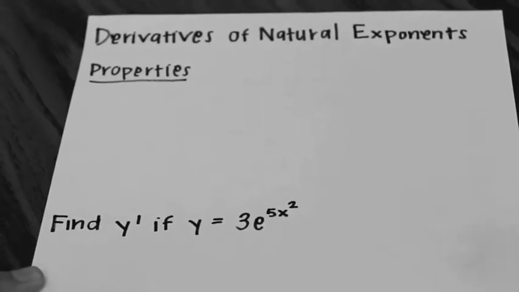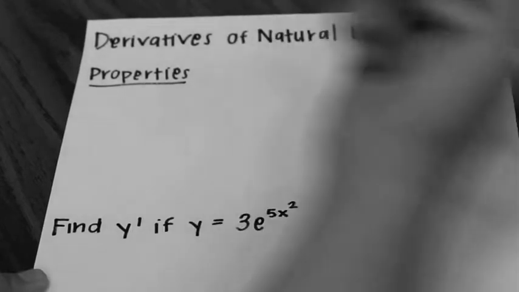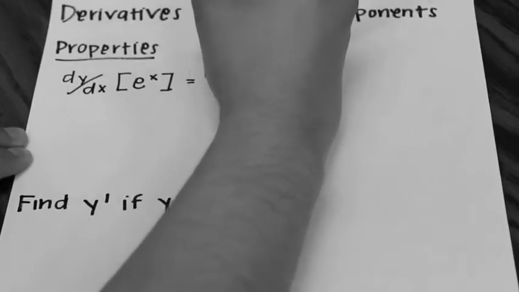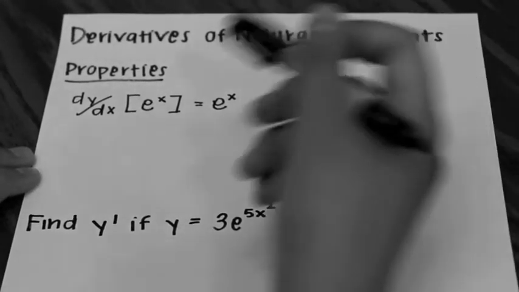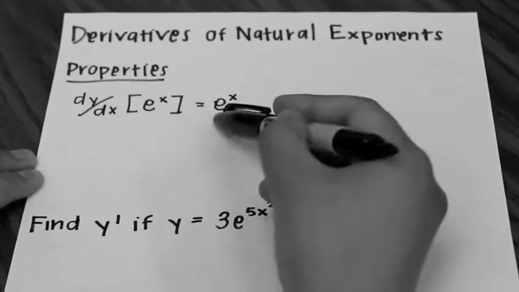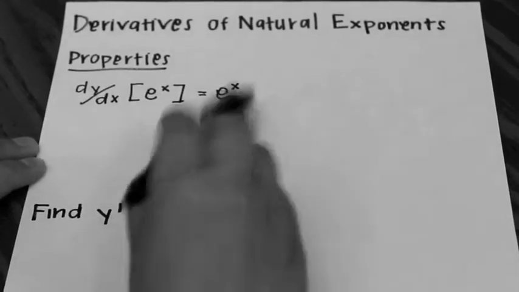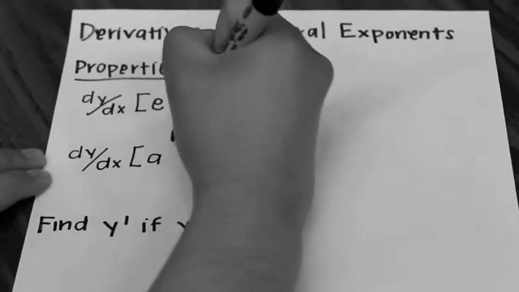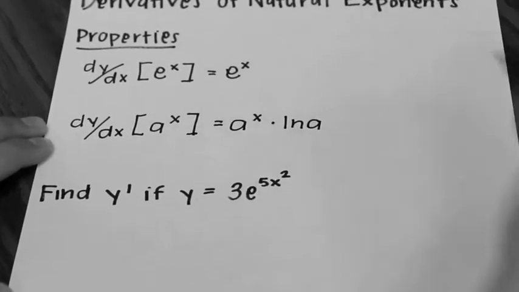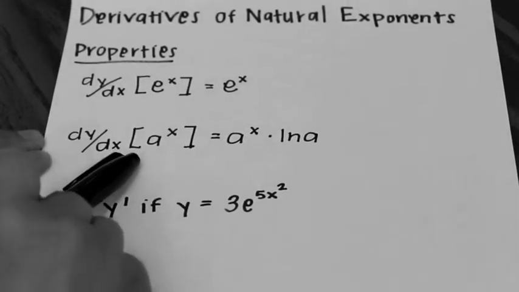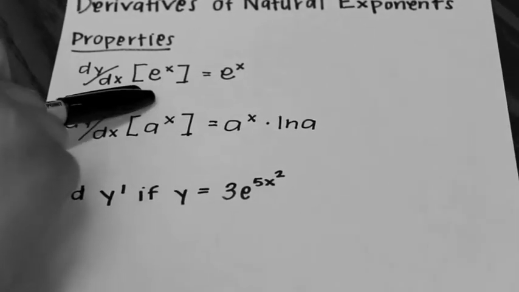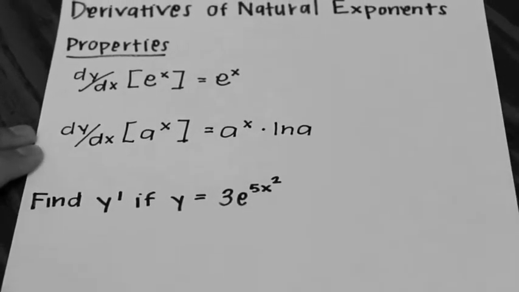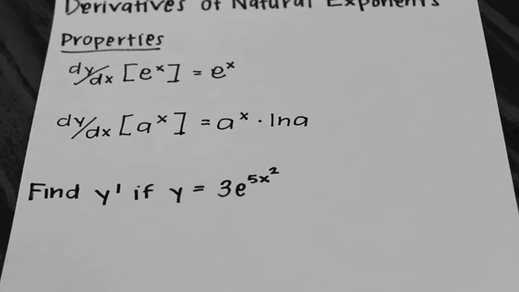Okay, so there are 2 basic properties to natural exponents. I'm going to write the first one now. When you're taking the derivative of e to the x, it just remains the same thing. So e to the x is still e to the x. Here's the second one. Any number a, which represents a constant, to the power of x, becomes the same thing times the natural log of a.